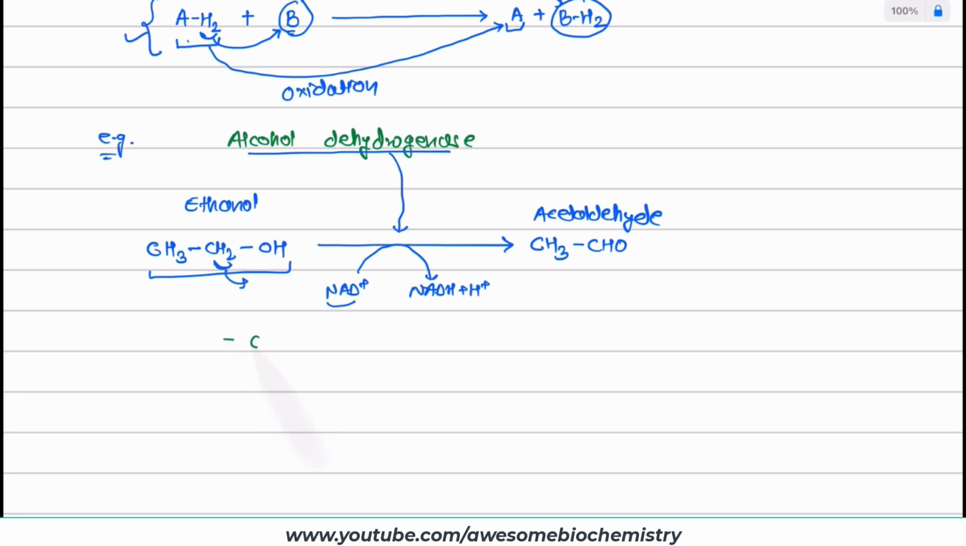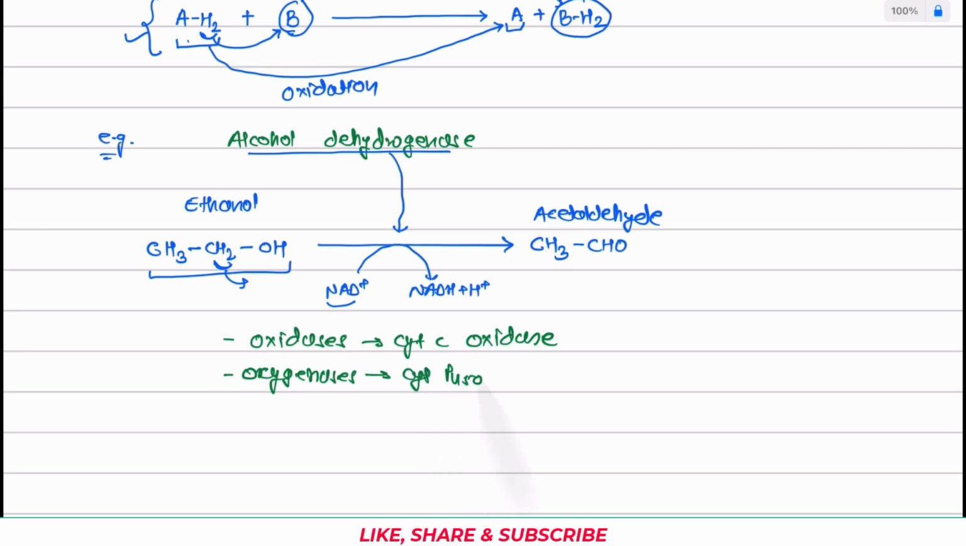There are also other examples. For example, we have various oxidases, such as cytochrome C oxidase. We have various oxygenases also, for example, the cytochrome P450 enzyme. Then we have another example, tryptophan dioxygenase.